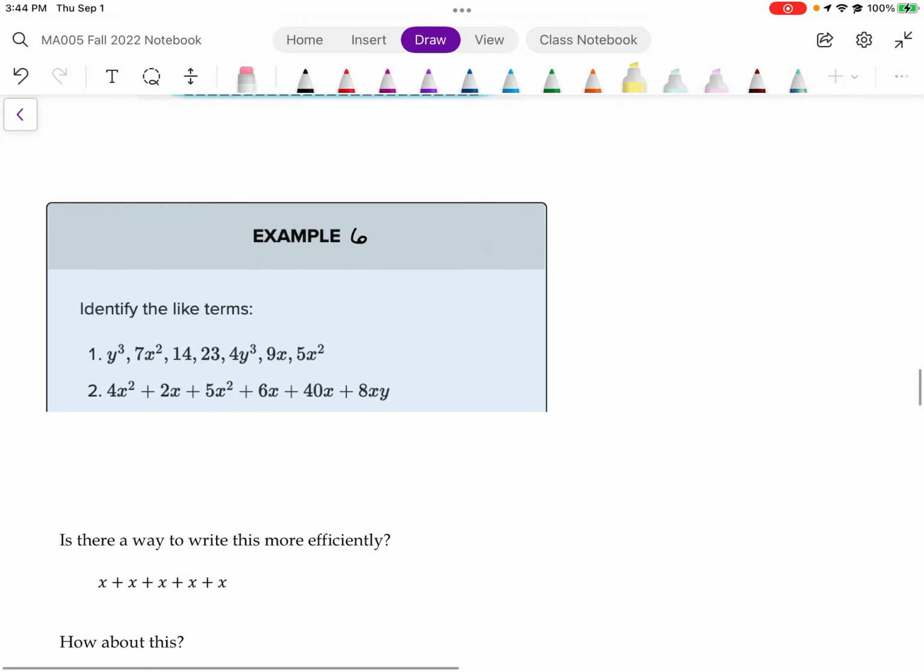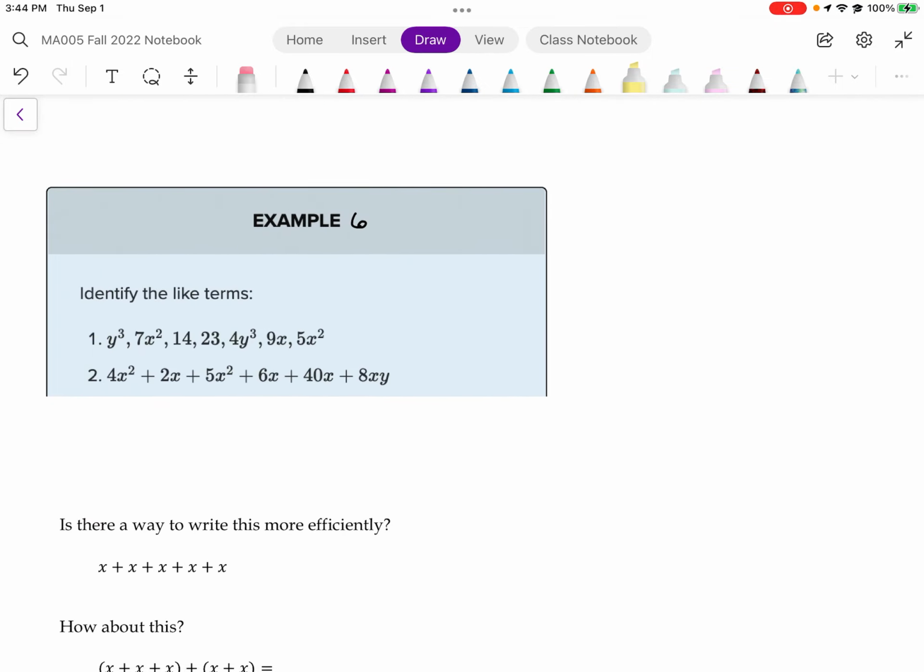All right, example 6. Try this one without me, so pause the video and see what you can do. Identify the like terms.